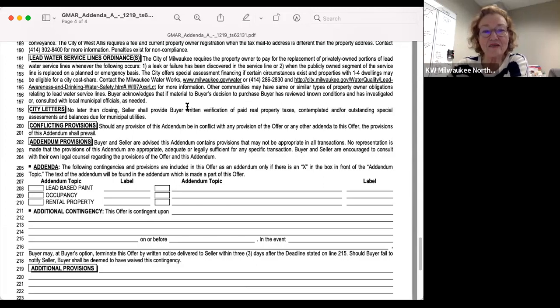Buyer acknowledges that, if material to the buyer's decision to purchase, buyer has reviewed known conditions and has investigated or consulted with local municipal offices. It's your responsibility as the buyer's agent to let the buyer know what his responsibilities are. It's not your responsibility to call and get all that information. Your responsibility is to let your buyer know he has these responsibilities. Okay.